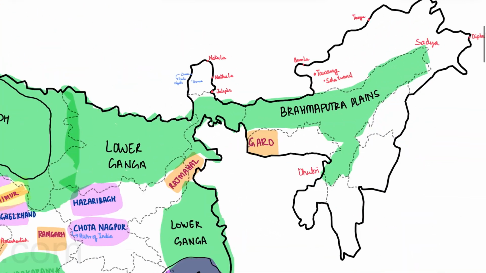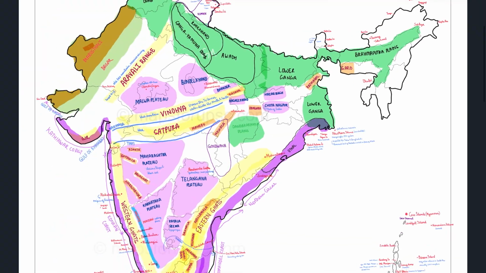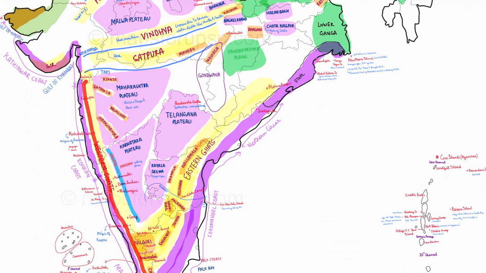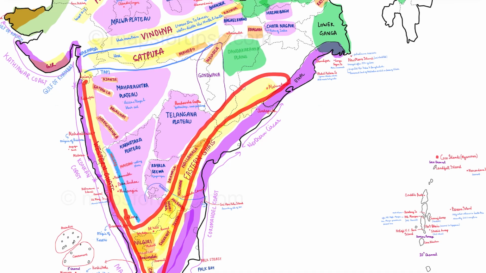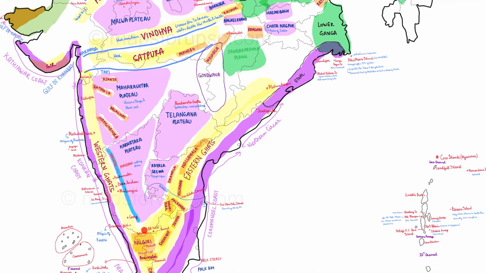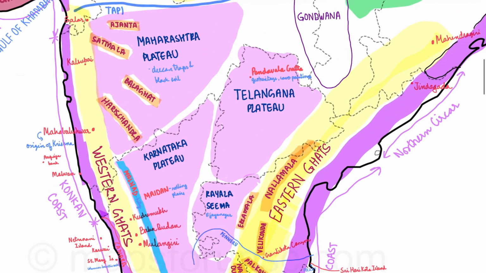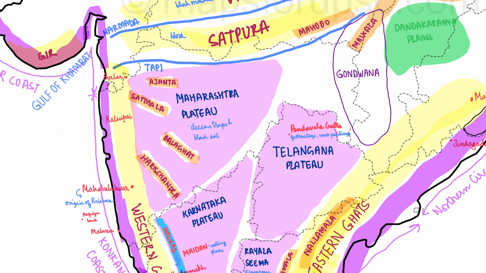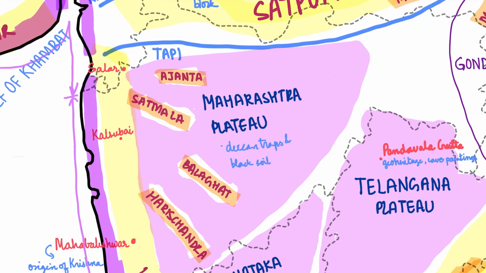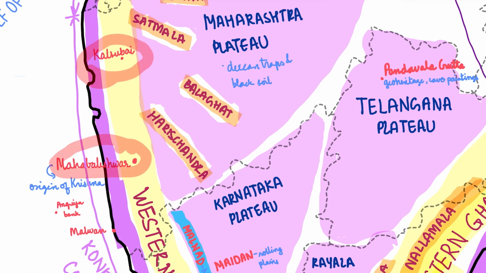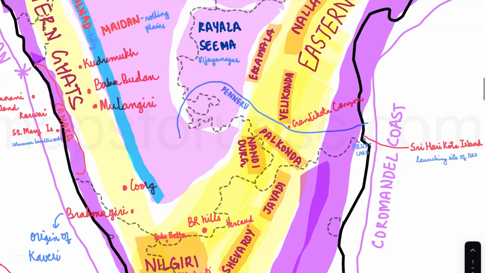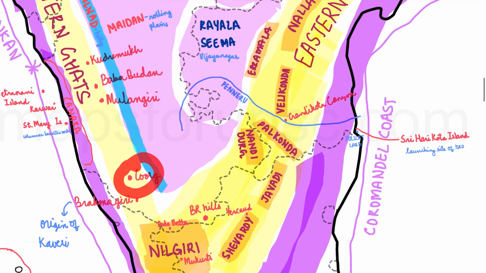Then we have the Western Ghats and the Eastern Ghats. The Western Ghats and the Eastern Ghats basically merge at the Nilgiris. We have some important peaks in the Western Ghats, which I've told you from earlier times also. First is the Salher Peak in Maharashtra, then Kalsubai, Mahabaleshwar from where the river Krishna originates, then Coorg in Karnataka, and the Brahmagiri Hills, which is the origin of the Kaveri River.